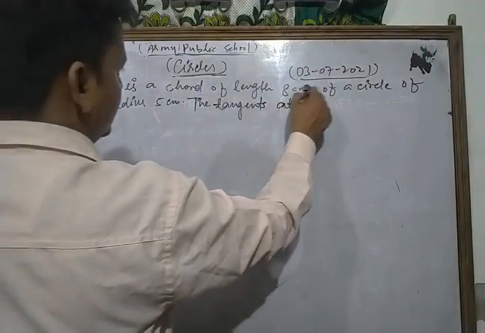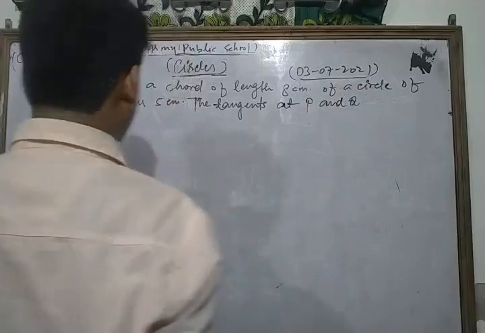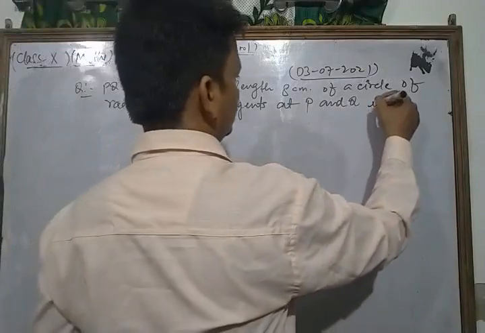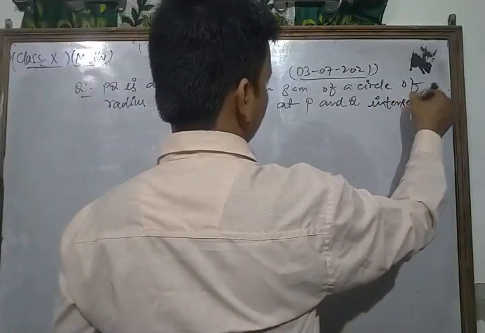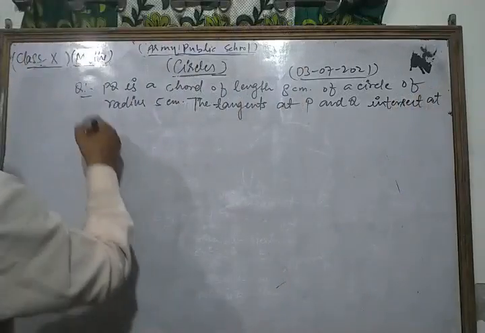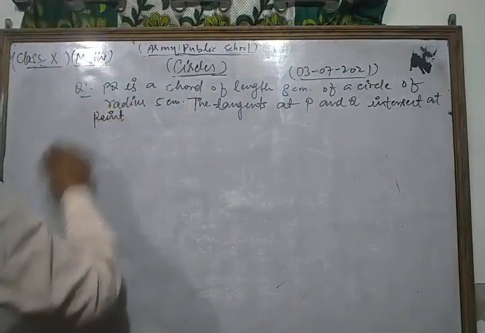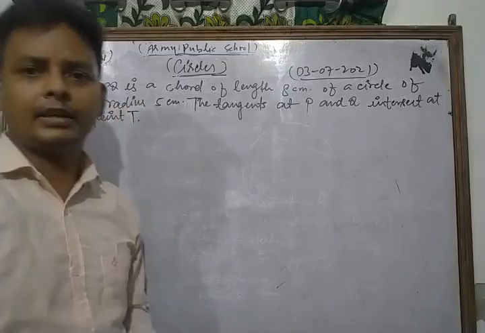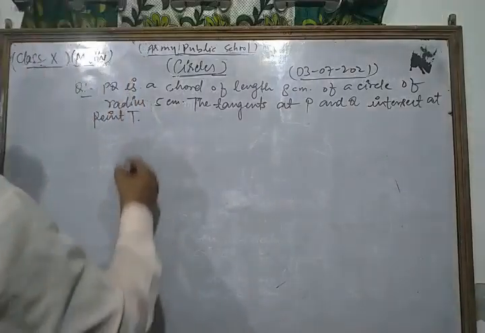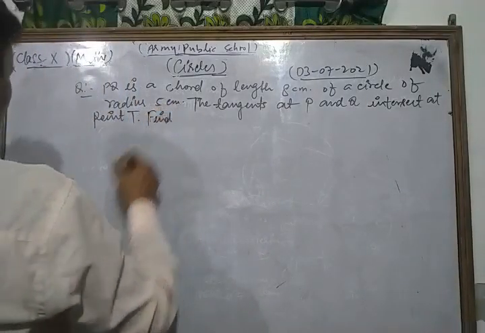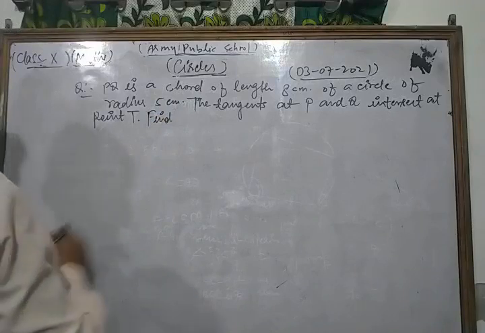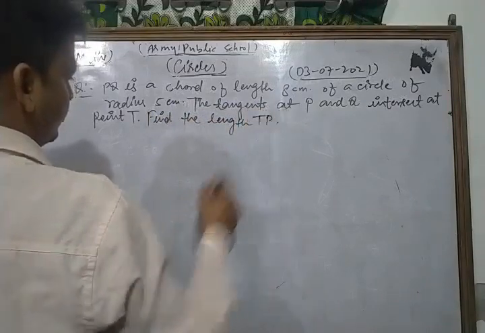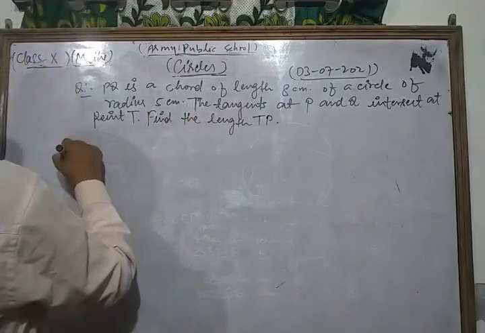The tangents at P and Q intersect at point T. Find the length TP. Let's see its solution.